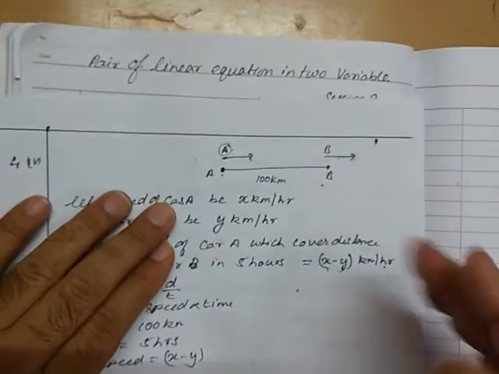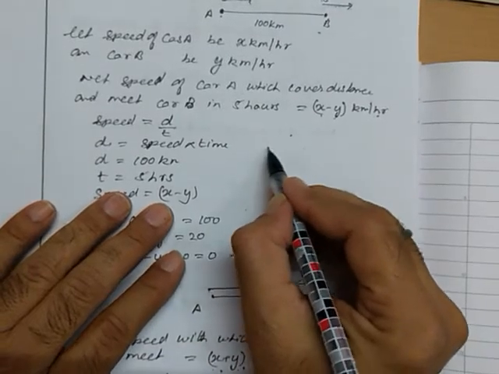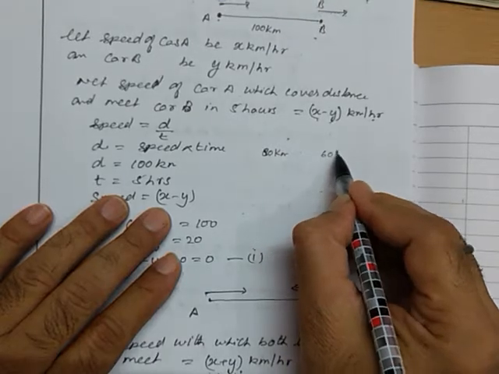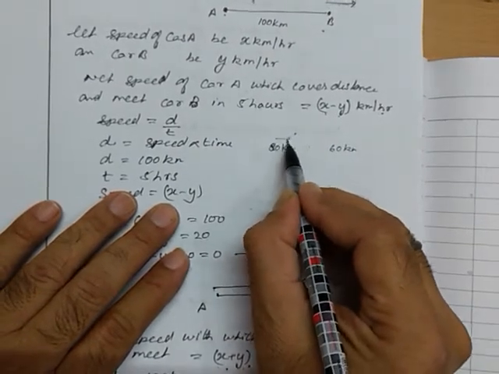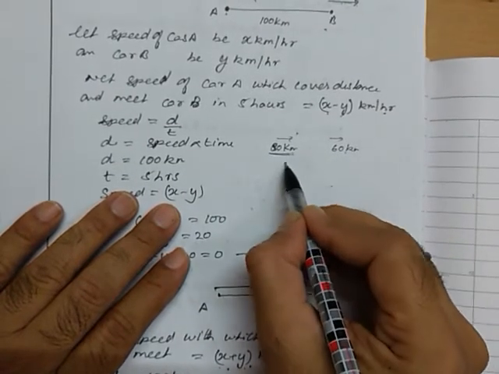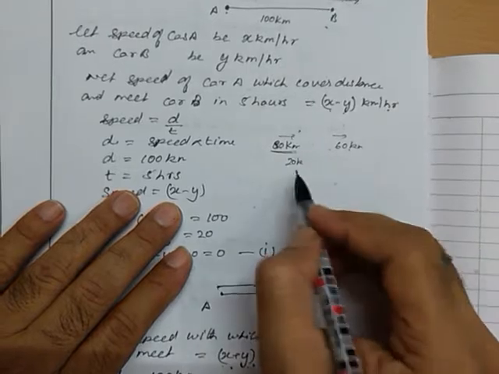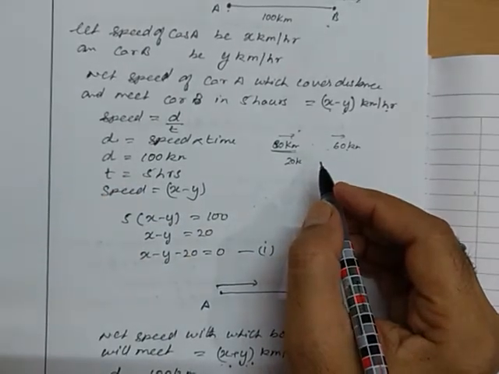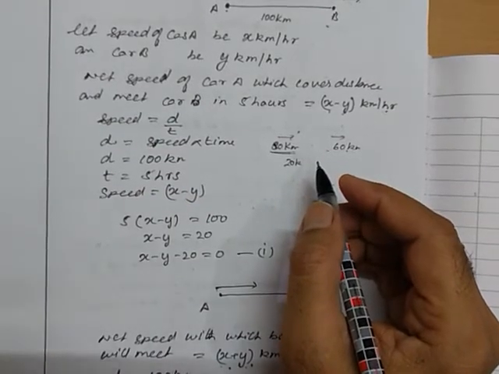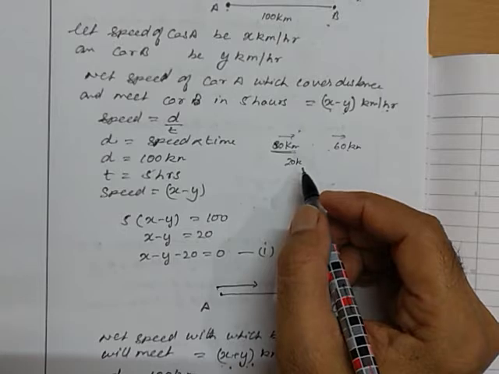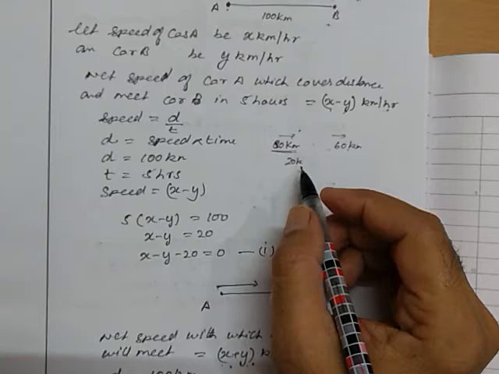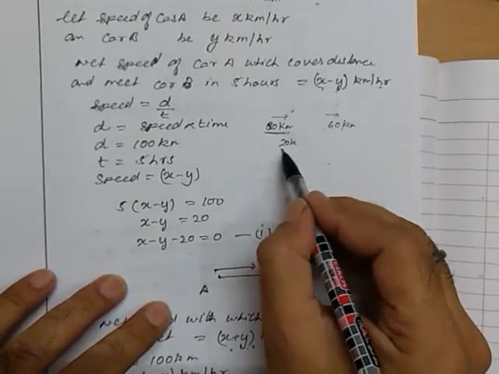Suppose one car is moving at 80 km per hour and the second car is moving at 60 km per hour. When they are moving in the same direction, what will happen? This car will overtake the other car with a speed of 20 km per hour. Isn't it? When you travel in a bus or car and you are overtaking another car, you feel that you are moving very slowly, but actually you are moving at a high speed with respect to the surroundings. So here this will reduce to 20 km per hour.